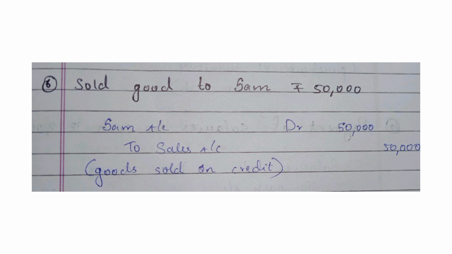When we are purchasing and we are saying that we'll be paying at a future date, that person is a creditor for us. And here Sam is a debtor for us. So the journal entry will be Sam account debtor to sales account. The amount is written at debit and credit columns. Narration is goods sold on credit.